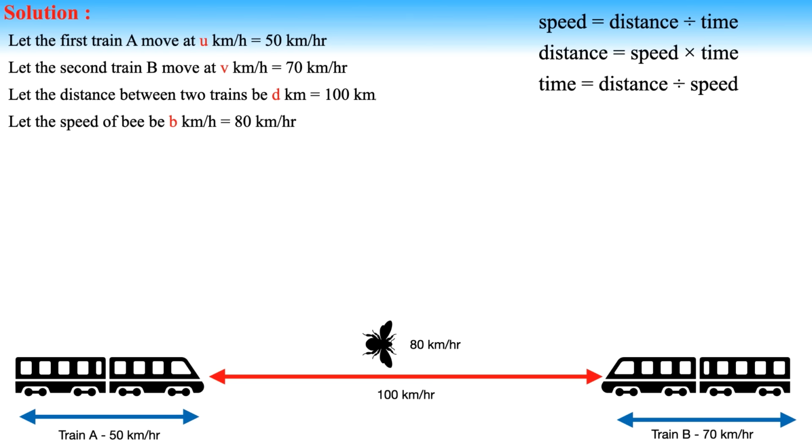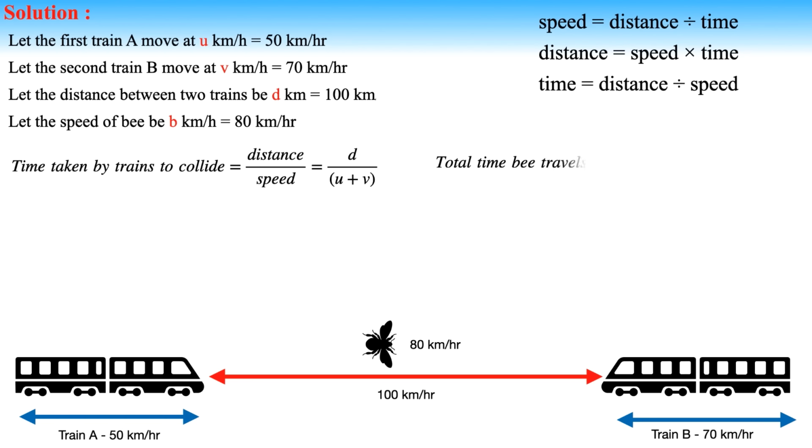Therefore, the time taken by the trains to collide in this puzzle equals distance divided by speed. Here distance is d and speed is the sum of the speeds of train A and train B, which is u plus v. Hence the time taken by the trains to collide equals d divided by (u plus v). Now putting all the known values in, we know that u equals 50 kilometers per hour, v equals 70 kilometers per hour, d equals 100 kilometers and b equals 80 kilometers per hour.